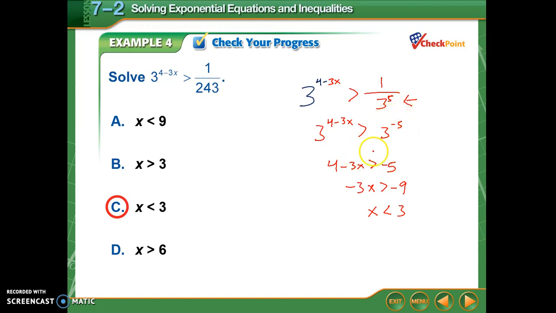Then I can drop my bases and apply the inequality to my exponents. Subtract 4 from both sides. And then notice when I divide by negative 3, I switch the direction of my inequality. So I get x is less than 3.